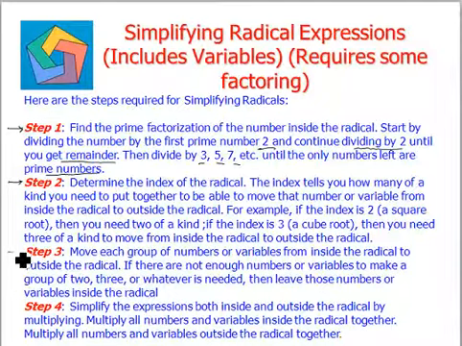Now the next step is to move each group of numbers or variables from inside the radical to outside. If there are not enough numbers that can be grouped, then we leave them as they are inside the radical. Our next step is to simplify the expression both outside and inside. We multiply all numbers and variables that are outside the radical as well as inside the radical, and we finally get our answer. To understand these steps, let's do some questions.